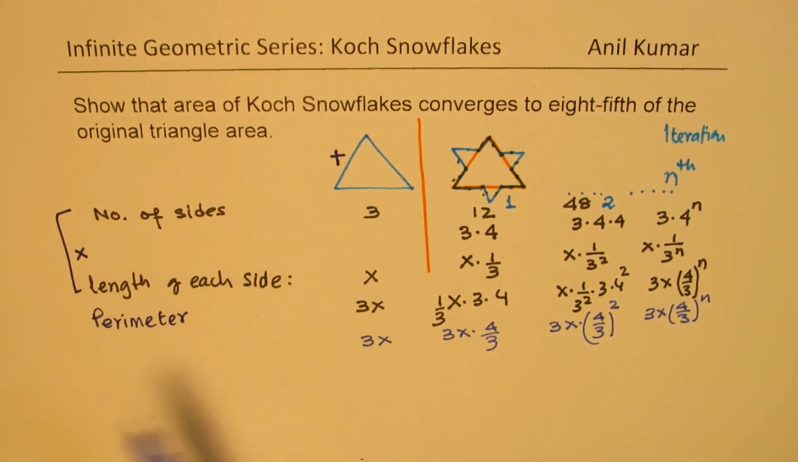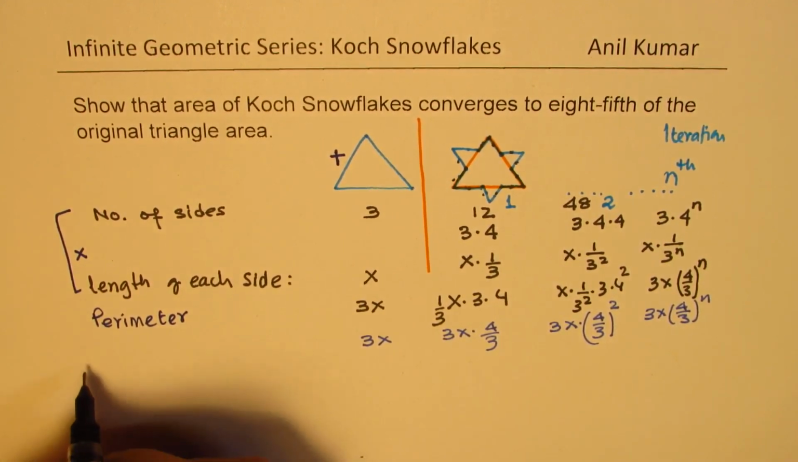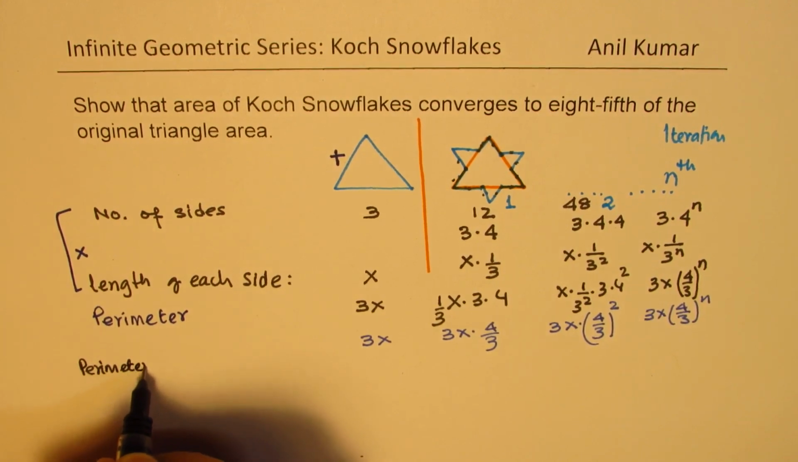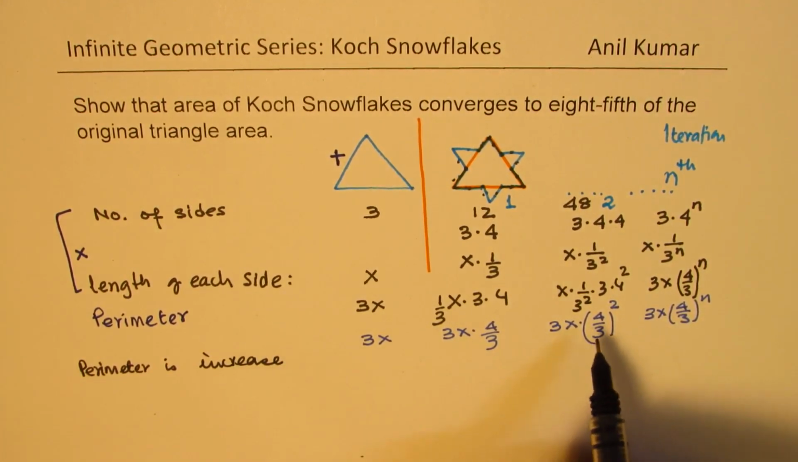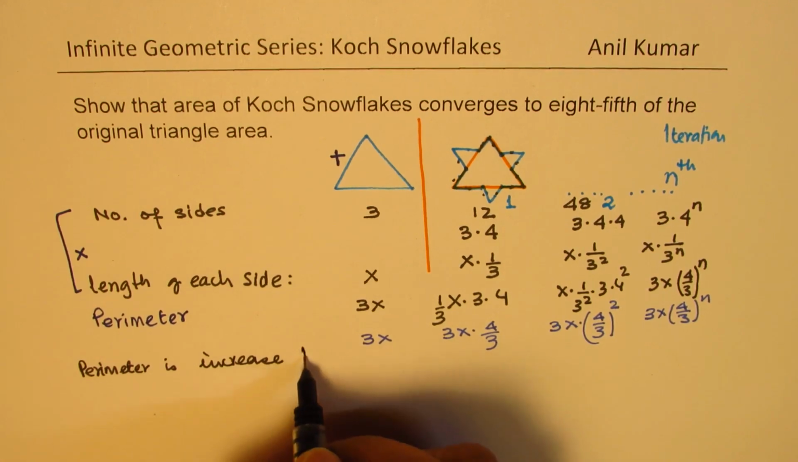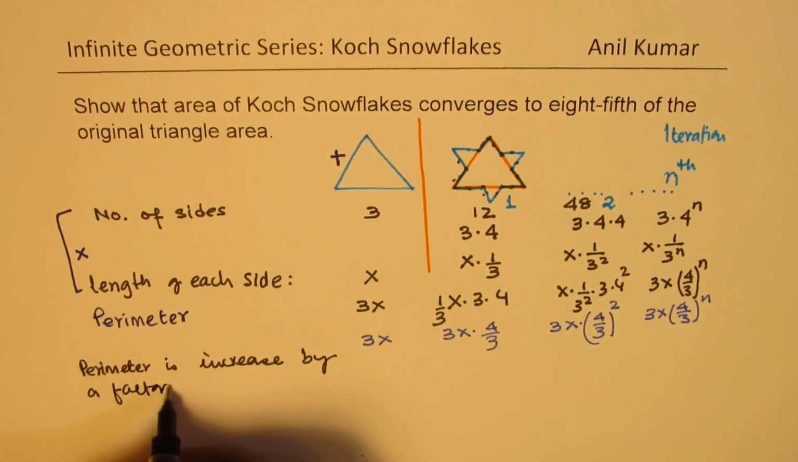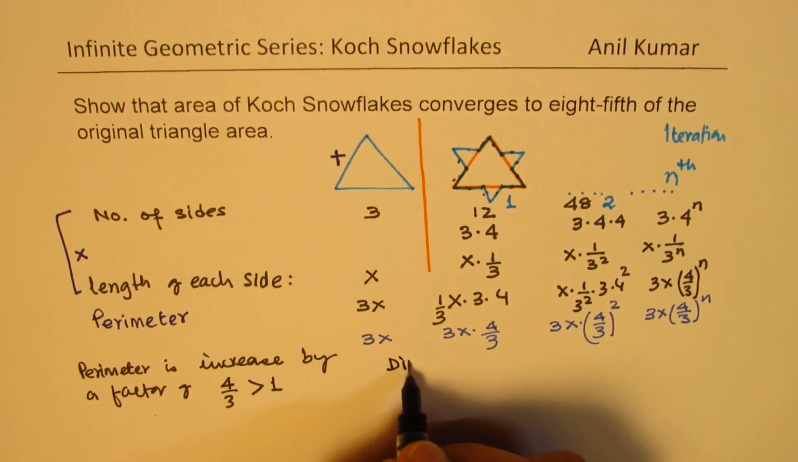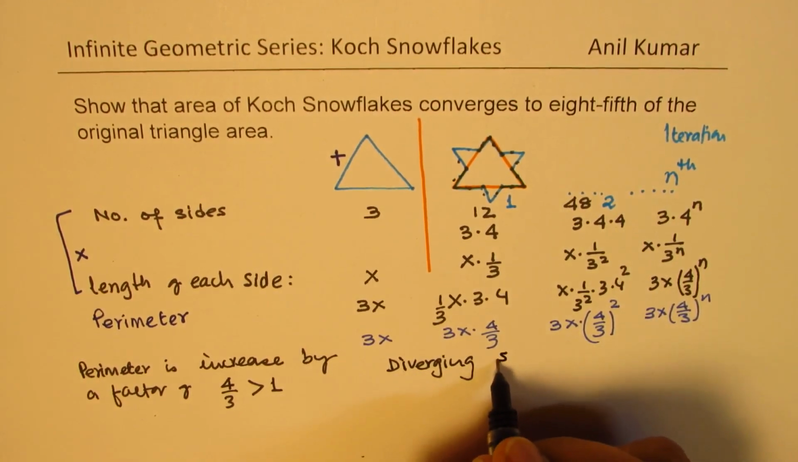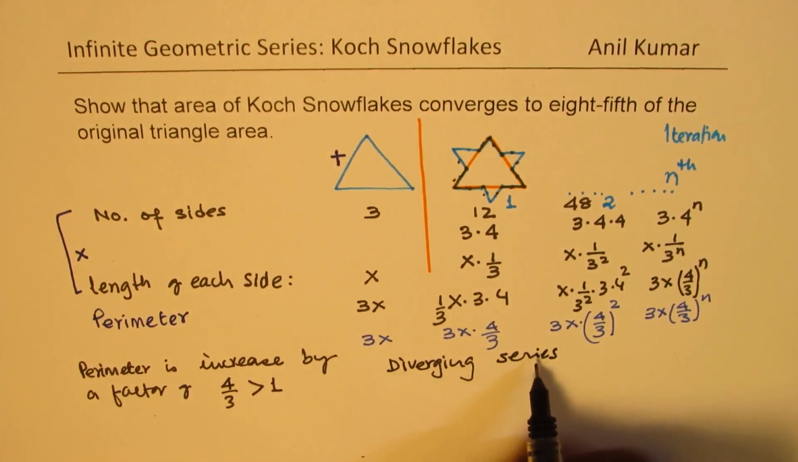So the initial perimeter is 3x. For each iteration, it gets multiplied by this factor. Perfect. Now clearly what you notice here is that the perimeter is always increasing, right? So here it is very clear that the perimeter is increasing by a factor of 4/3, right? Which is greater than 1? So that means it is divergent. So it is a diverging series. And since it is a diverging series, this perimeter becomes infinitely large.